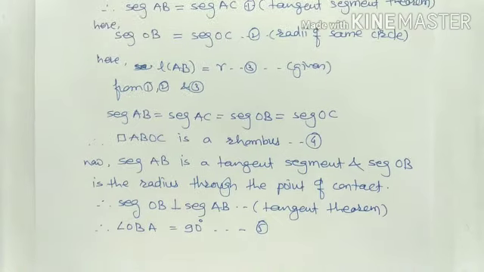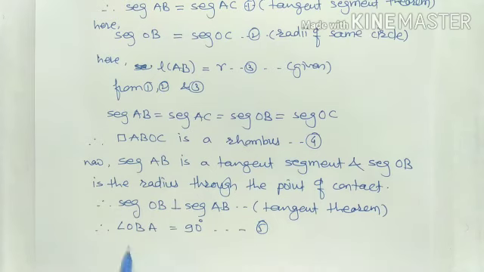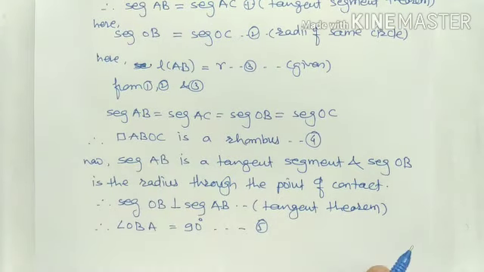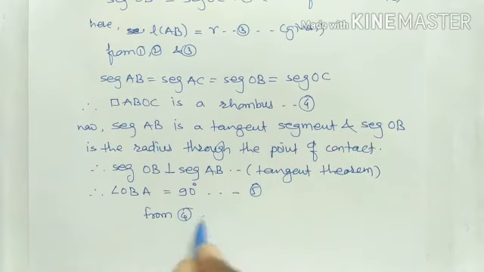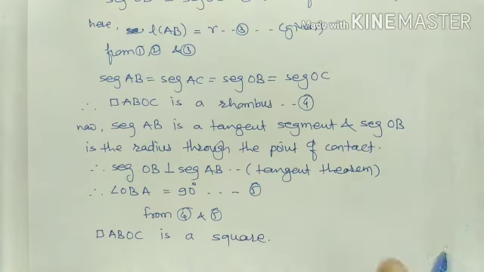Number 5. आपण equation 4 मध्ये प्रूव्ह केलं की quadrilateral ABOC is a rhombus. Then in equation 5 here we prove that angle OBA is a right angle. It means that from 4 and 5 one angle of a rhombus is 90 degrees, and that's why from 4 and 5 this quadrilateral ABOC is a square. And हेच आपल्याला प्रूव्ह करायचं होतं. So here we write hence proved.